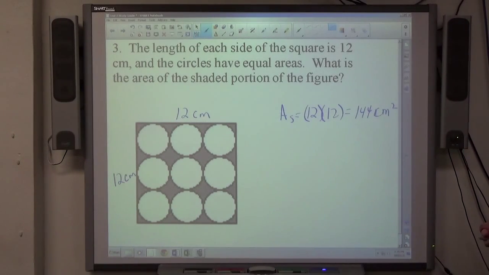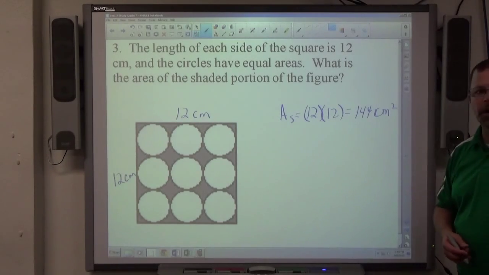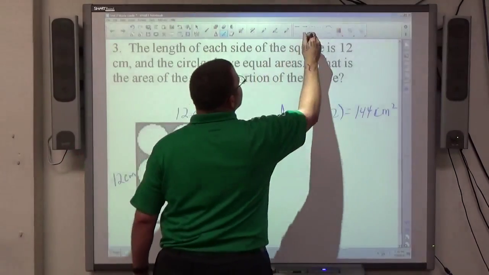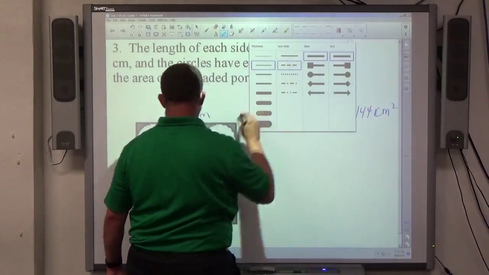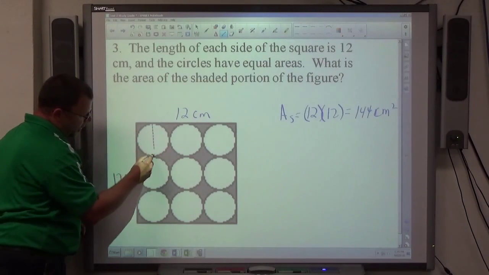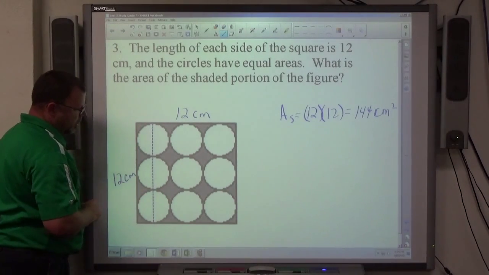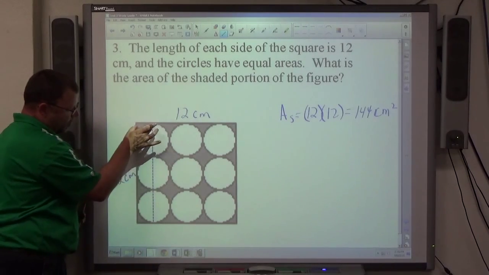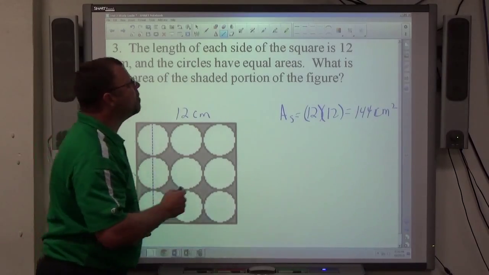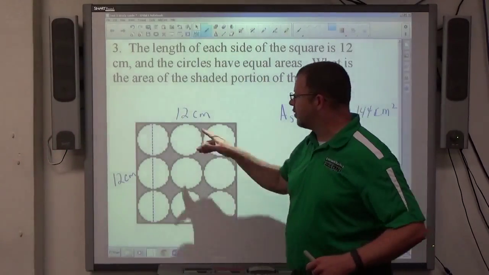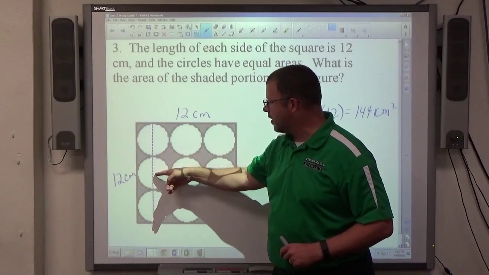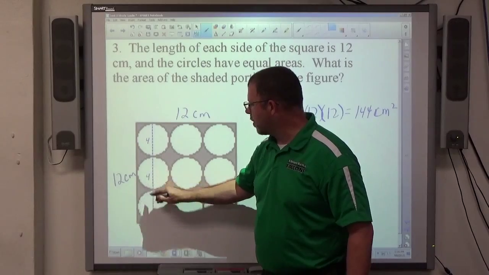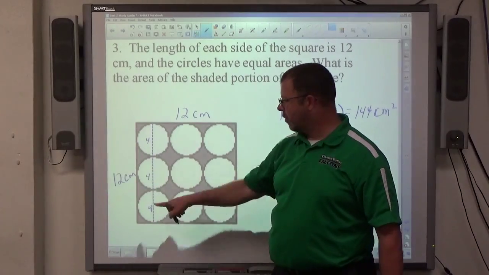144 square centimeters is the area of the square. Now, in order to find the shaded region, I have to subtract all the circles. In order to find the area of a circle, I need to find the radius of a circle. And what you need to notice about this, if I were to start up here and go straight down the middle, you'll notice that this segment that's dotted should be equal to this segment here. So those are both 12 centimeters long. The other thing you need to realize is that the circles have equal areas. That means this diameter and this diameter and this diameter are equal, which means that this diameter is 4, this one's 4, and this one's 4 to make 12. 4 plus 4 plus 4 is 12.